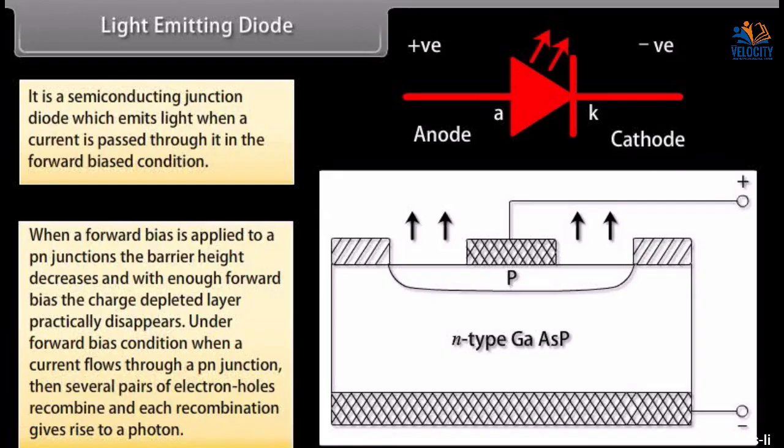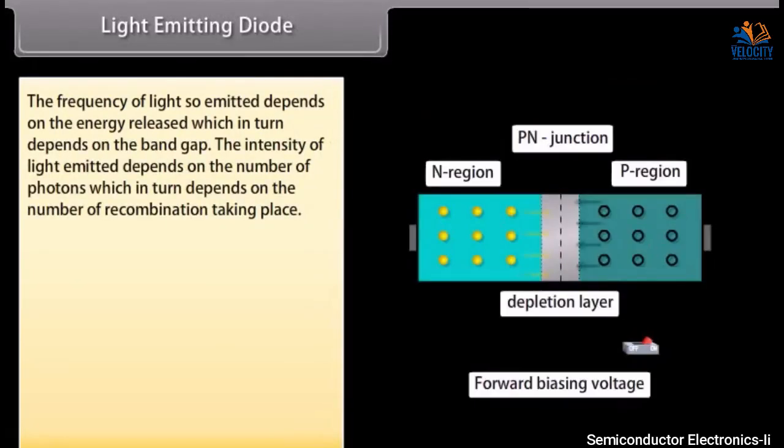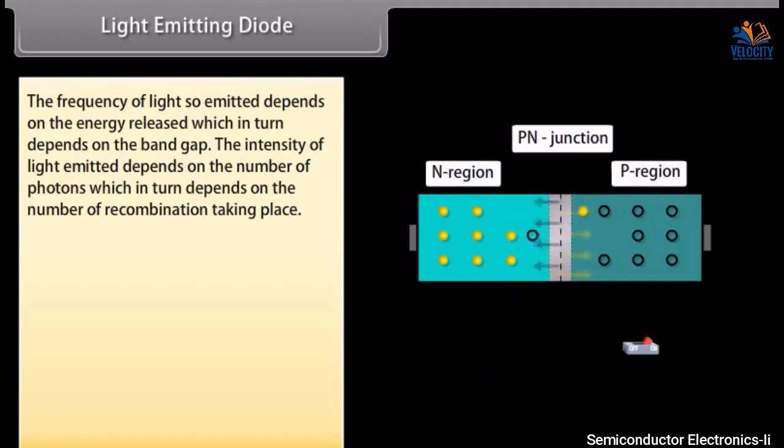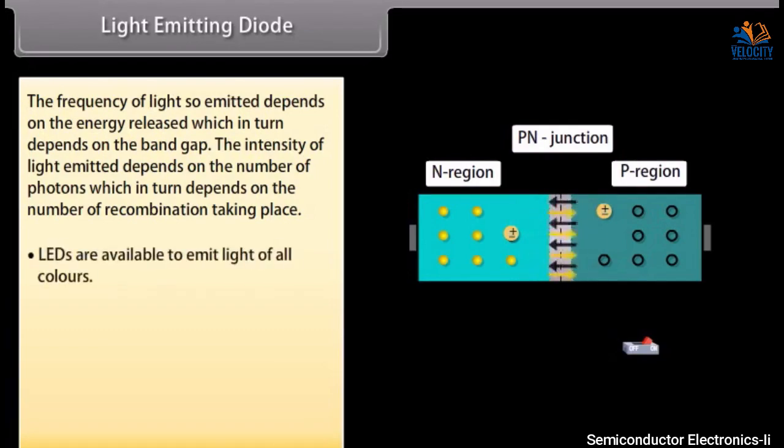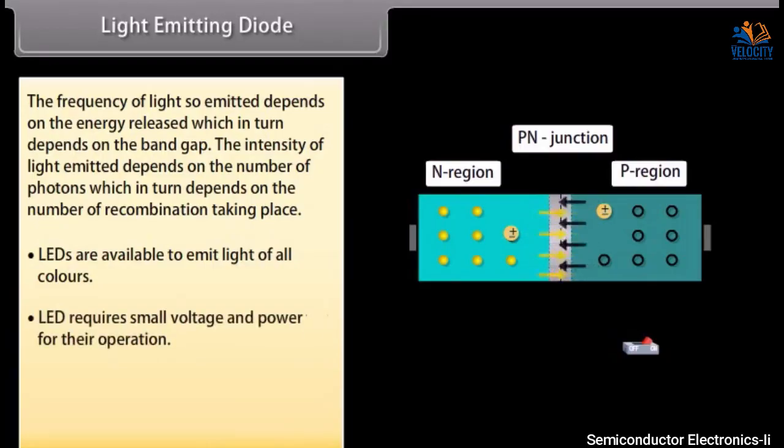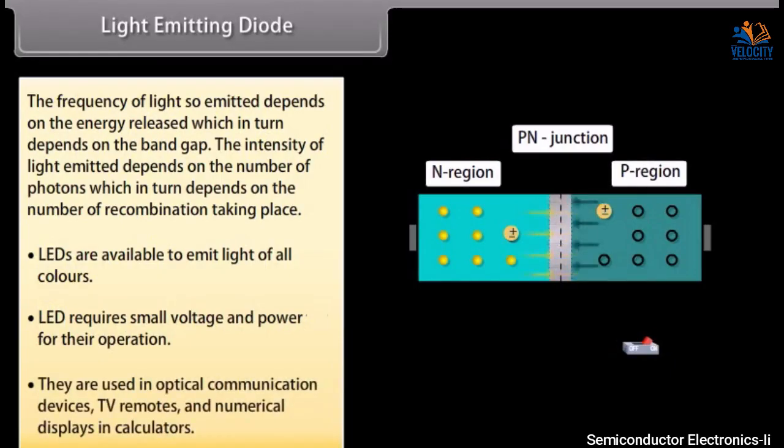Under forward bias condition, when a current flows through a p-n junction, several electron-hole pairs recombine, and each recombination gives rise to a photon. The frequency of light so emitted depends on the energy released, which in turn depends on the band gap. The intensity of light emitted depends on the number of photons, which in turn depends on the number of recombinations taking place. LEDs are available to emit light of all colors. LEDs require small voltage and power for their operation. They are used in optical communication devices, TV remotes, and numerical displays in calculators.